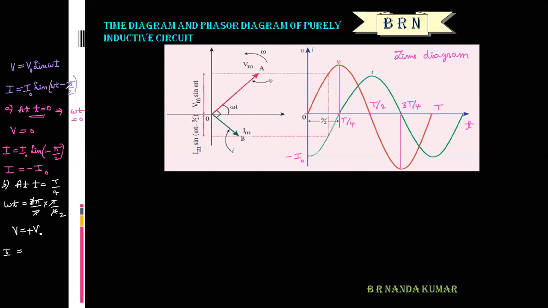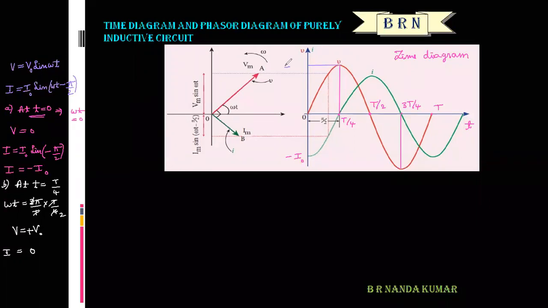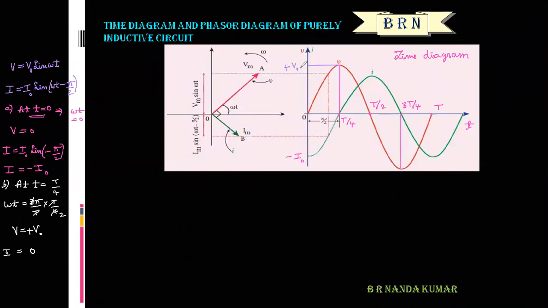Pi by 2 minus pi by 2, that is 0. Sine 0 is 0, 0 and anything is 0. So at time t is equal to T by 4, the current flowing through the inductor is equal to 0, but voltage is not equal to 0. Voltage is maximum at this point, that is plus V naught. Okay.